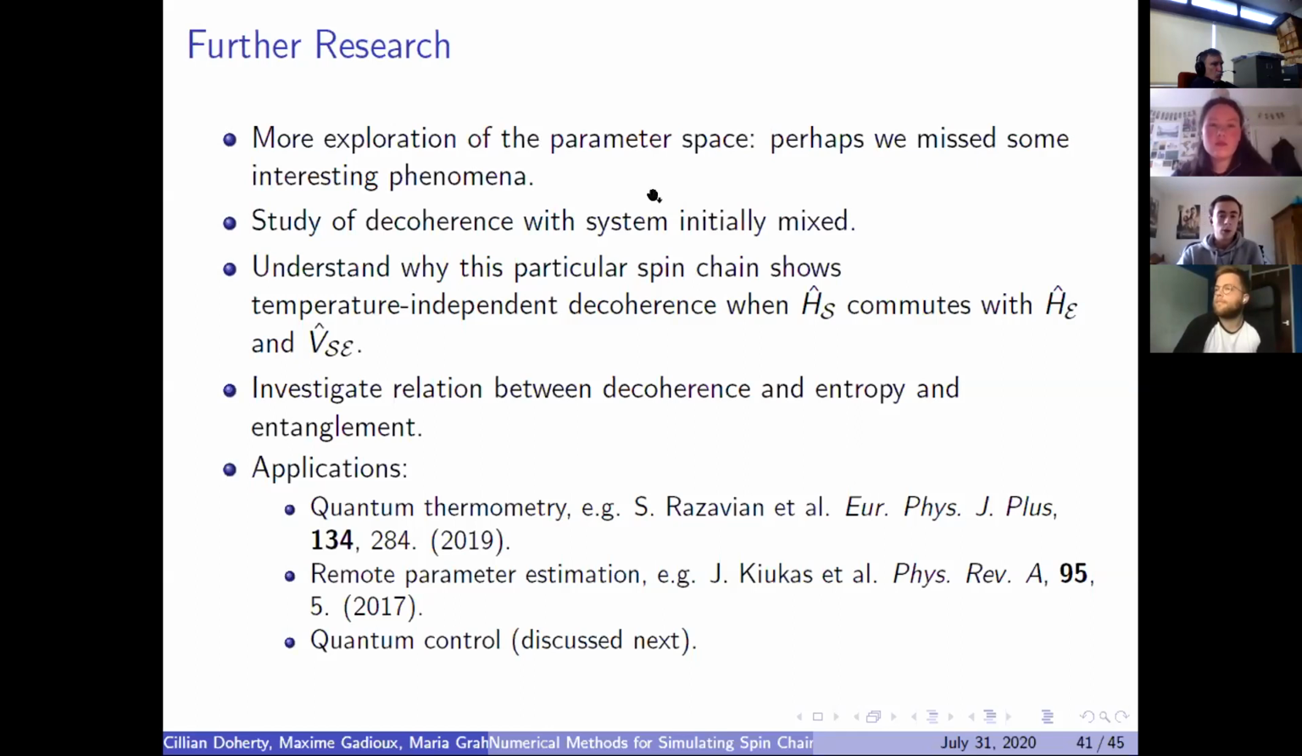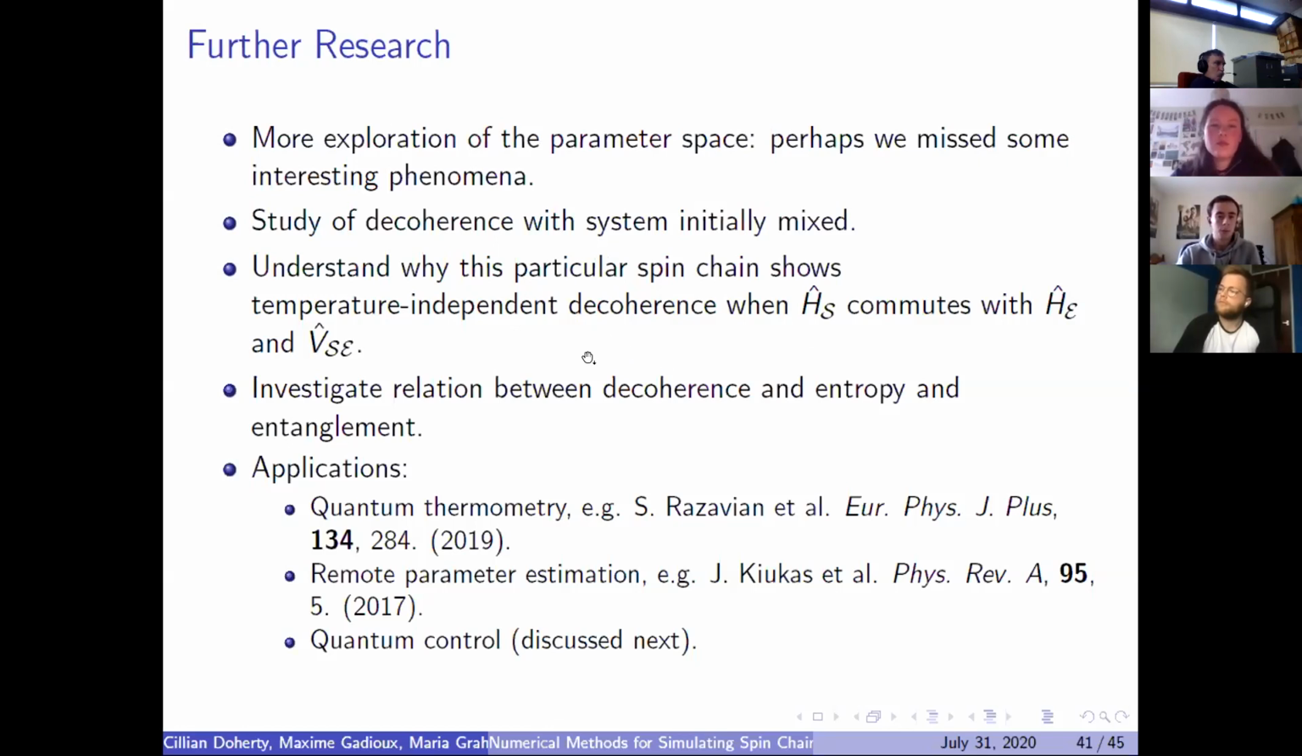Also, in all of the examples I've showed you, the system was initially pure. It would be interesting to also look at cases where the system is initially mixed. Furthermore, we should try to understand why this particular spin chain shows temperature-independent decoherence when the system Hamiltonian is the total Hamiltonian. As we said, it's probably due to some of the properties of the spin chain, but we don't know which yet.